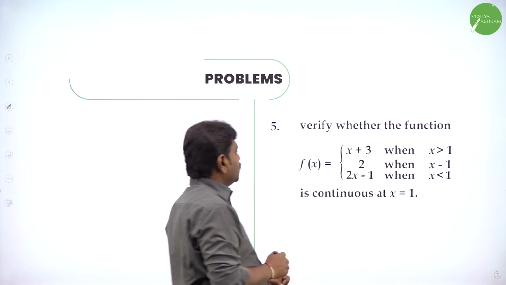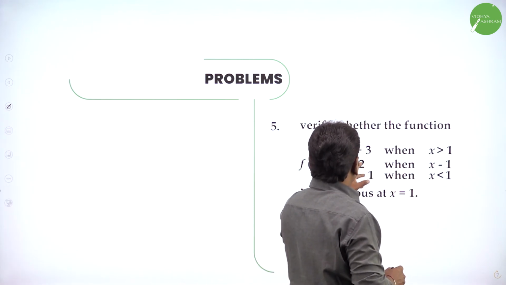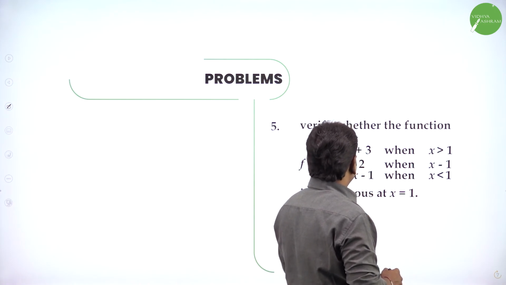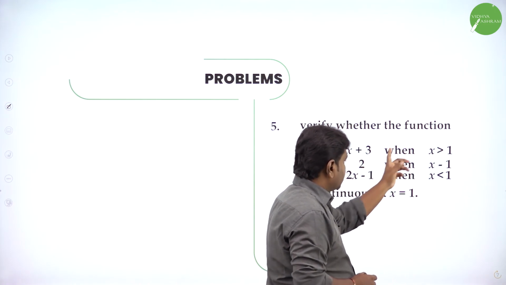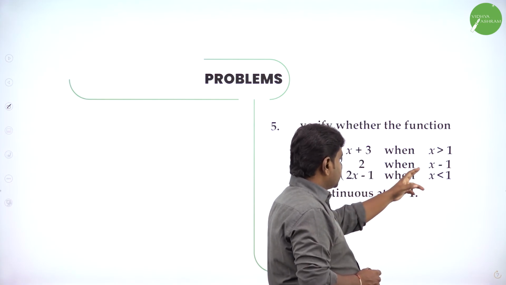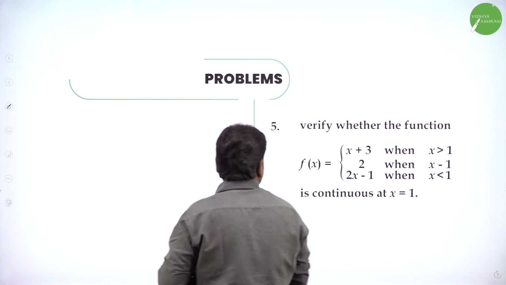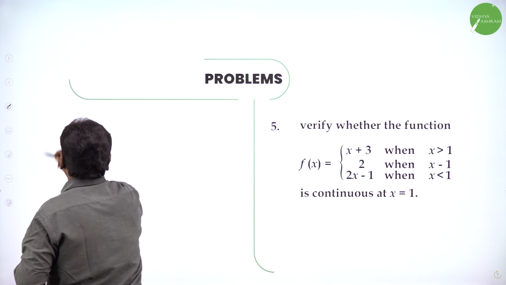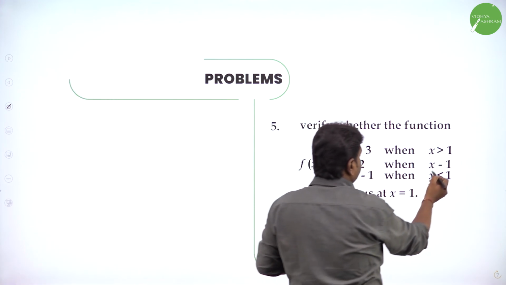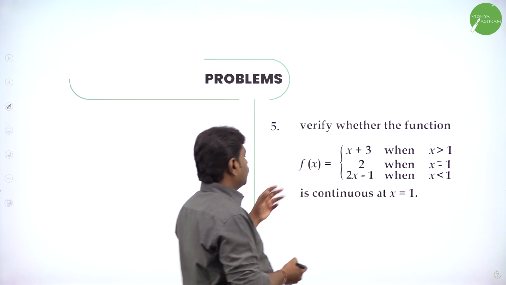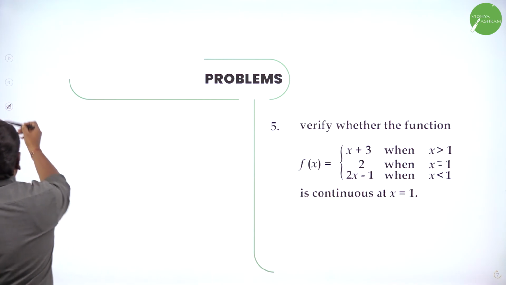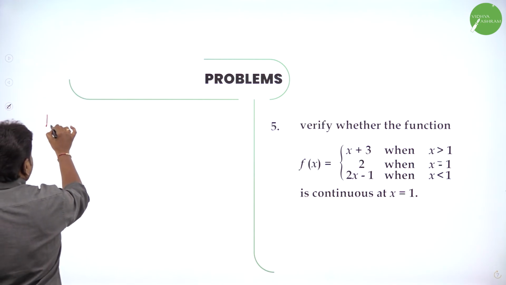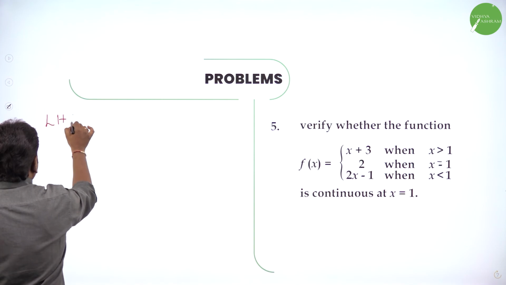Next we have, okay, now they have given f of x is equal to x plus 3 when x is greater than 1, this is RHL, and 2 when x is equal to 1, and 2x minus 1 when x is less than 1. So three functional values they have given. Therefore we need to find LHL, RHL and f of 1 and we should check.